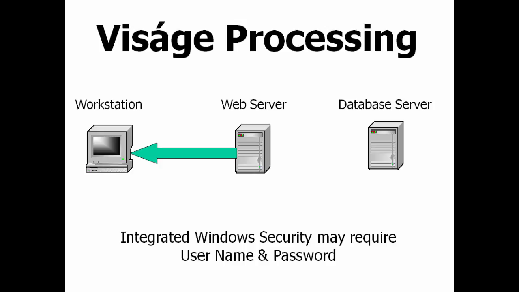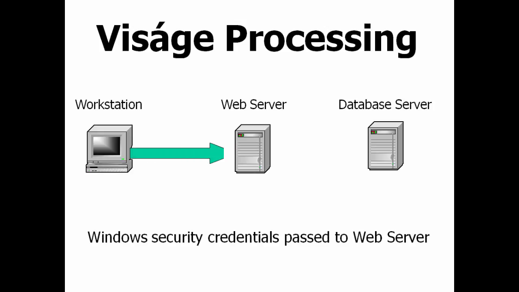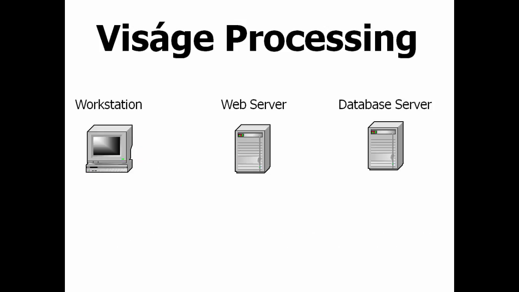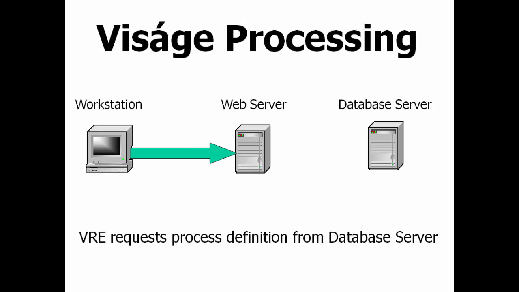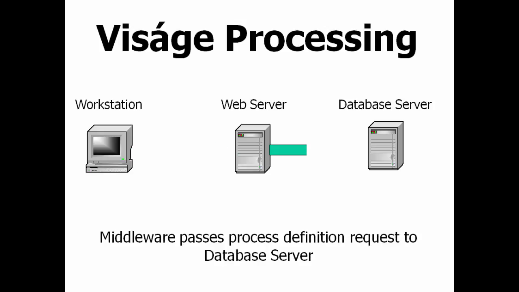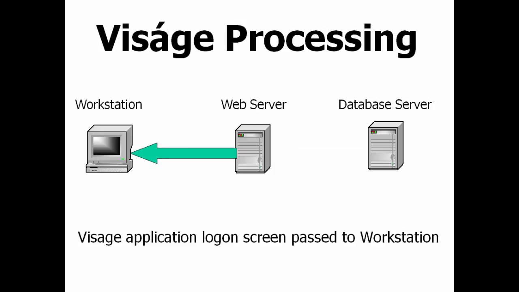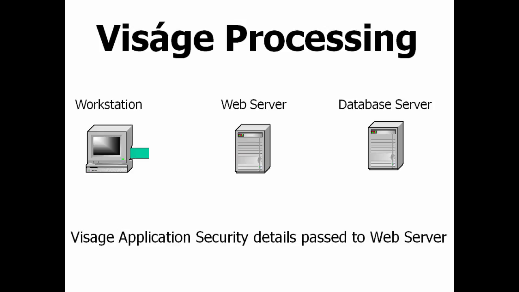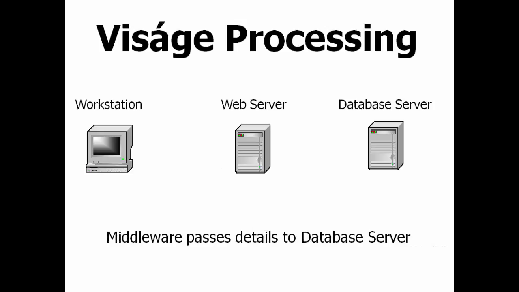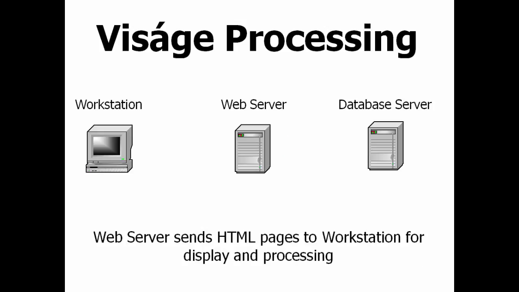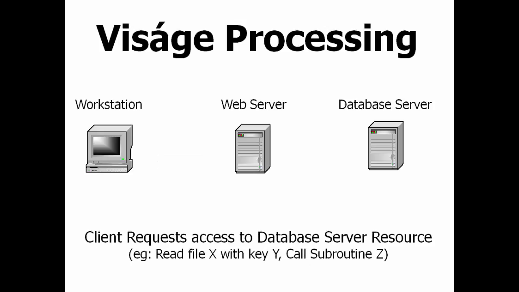If you have integrated Windows security, it might ask you to log on from Windows. Those details are passed back to the web server, and then a container document is sent back to the workstation. It then goes and talks to the database to get a definition for a process. You can have log-on security from Visage itself, so it might ask you to log on to the Visage environment. It'll pass those details back to the middleware. That will eventually go back to the database, and the database finally tells the web server which pages to send out, and those pages are sent out to the workstation.